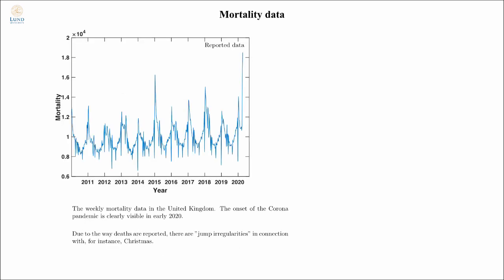Here is a currently quite relevant data set. This is the mortality data in the United Kingdom during some recent years. And as you can clearly see, during 2020, there was something strange happening in spring. I wonder what that can have been.